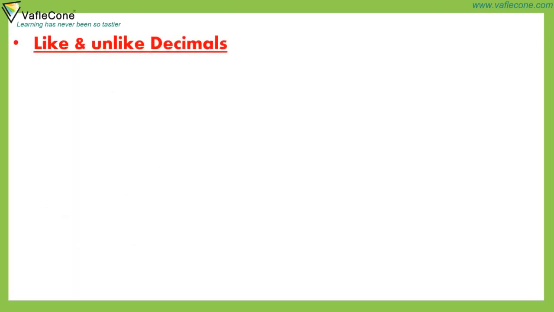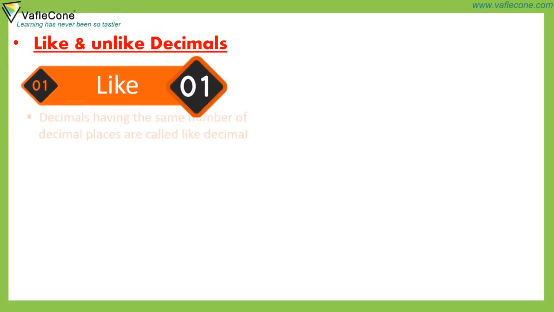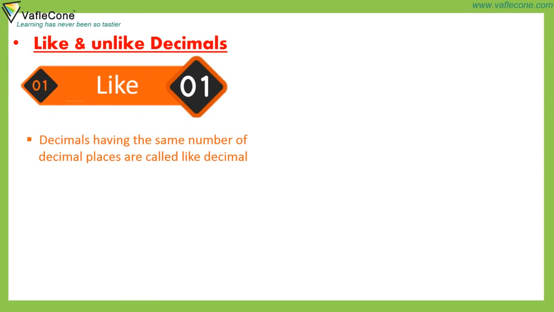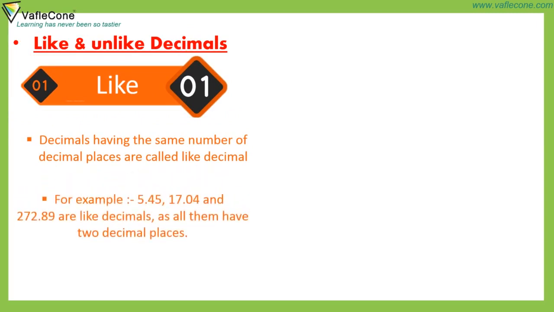Like and unlike decimals. Like decimals. Decimals having the same number of decimal places are called like decimals. For example, 5.45, 17.04 and 272.89 are like decimals as all have two decimal places.